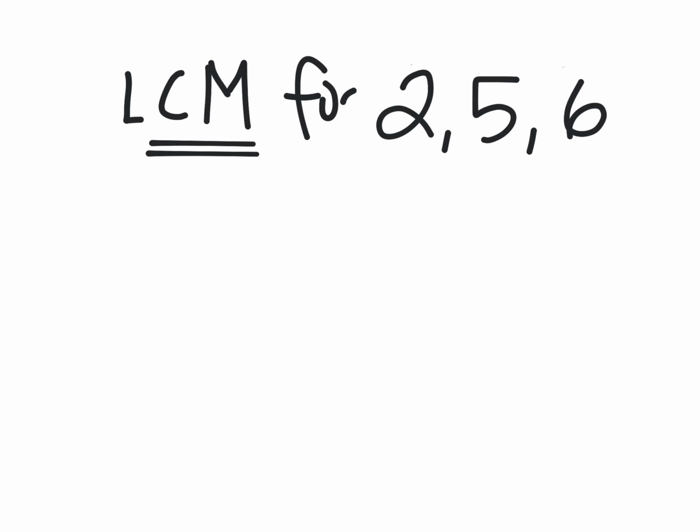You're asked to find the lowest common multiple. And we know a multiple is the product of a whole number. So for example, we want to know the multiples of 2. So we're going to take the number 2 and multiply it by 1, then by 2, then by 3, then by 4, and we'll list all the multiples.